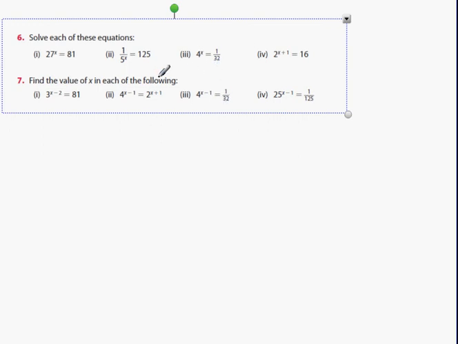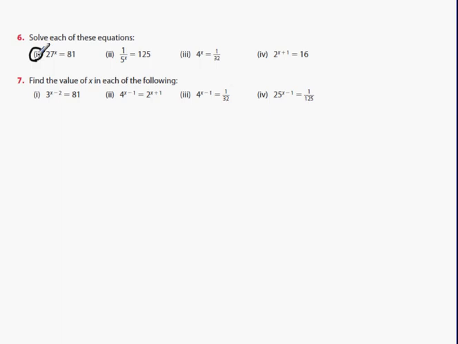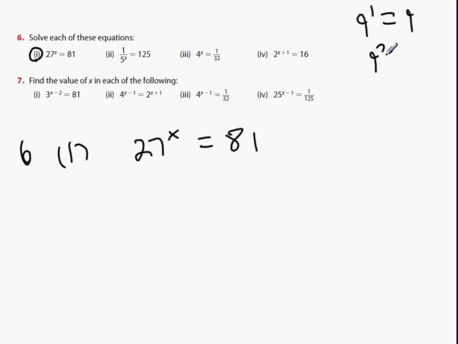Okay. Let me show you question 6 part 1. 27 and 81. Think of a really small number that will go into both of them. 3. 9 won't work. I'll tell you why 9 won't work. 9 to the power of 1, 9. 9 to the power of 2, 81. 27 is not on that list. It can't work. So start with 3.